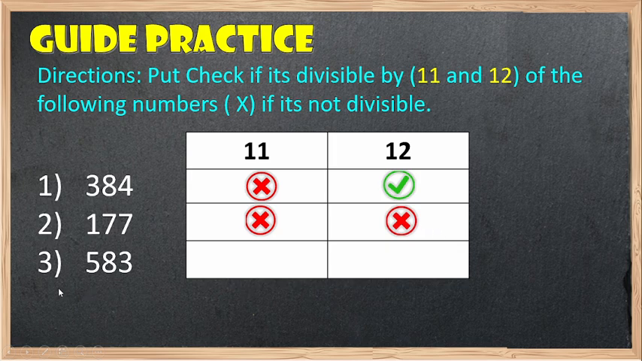Okay? Then, 583. Is 583 divisible by 11? Let's see. 5 plus 3, the answer is 8. 8 minus 8, the answer is 0. Correct. Then, is it divisible by 12? As you can see, to be divisible by 12 it must be divisible by 3 and 4. Is 83 divisible by 4? No. Okay, therefore, that would be the answer.